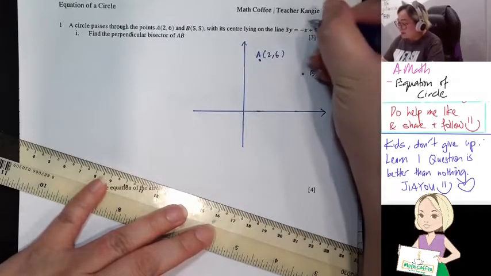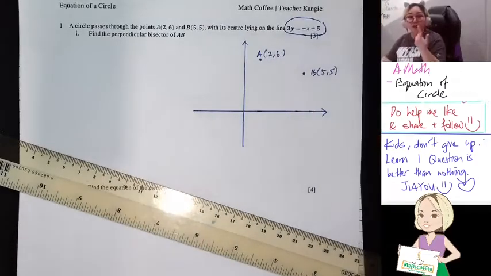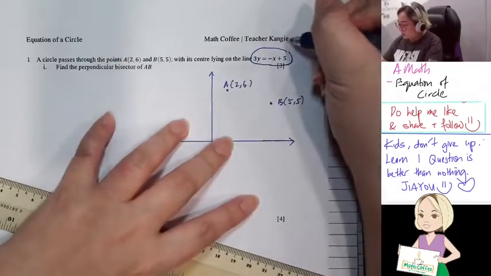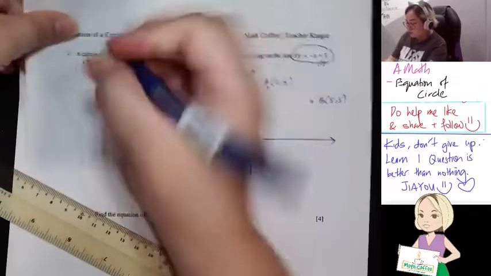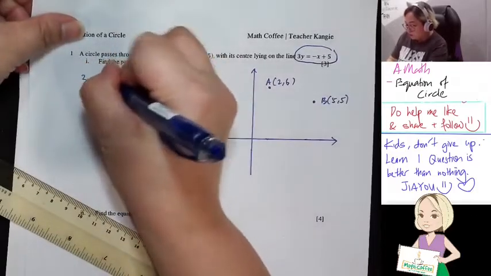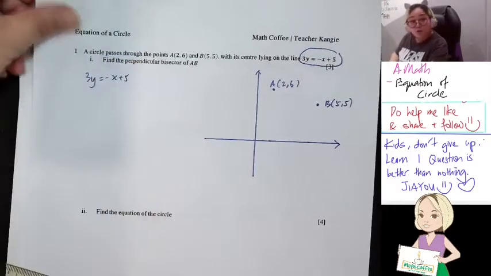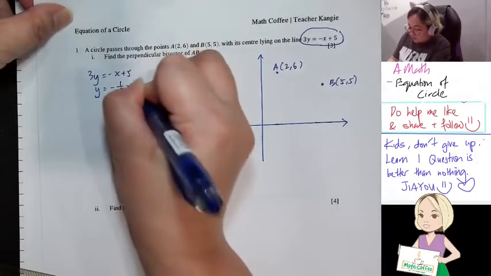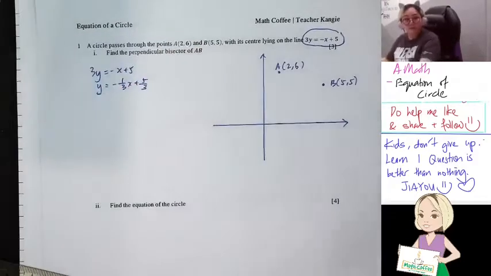And you should know by now that with Teacher Kangie, when you see an equation of a line, we always change it to the form y equals mx plus c. So this one, I'm going to shift it here: 3y equals minus x plus 5. So we make it into the form y equals minus 1/3 x plus 5 over 3. What I did was just divide by 3.